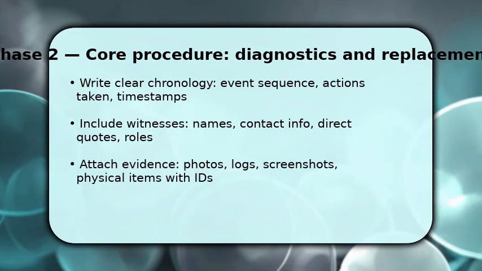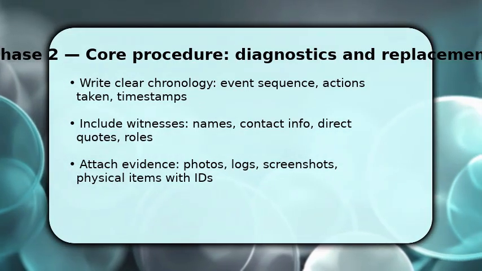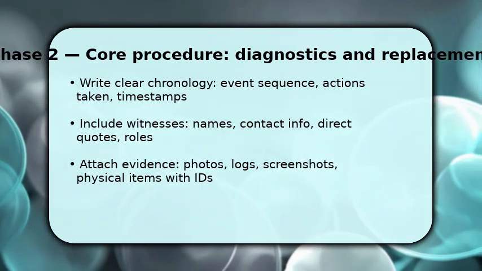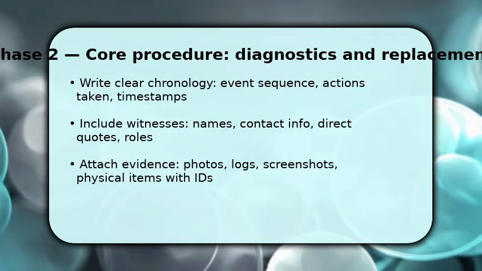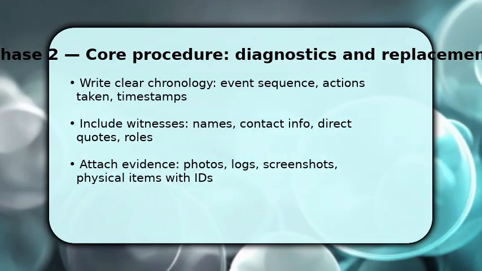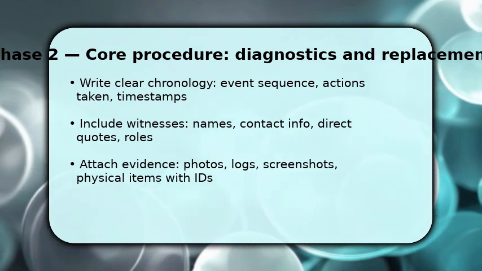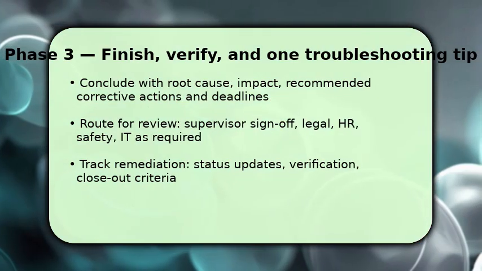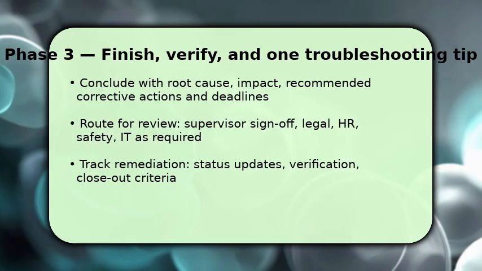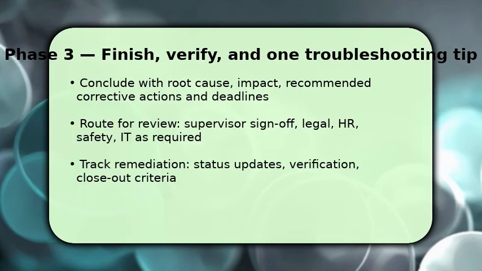Make sure to list witnesses with contact details and short verbatim quotes to preserve context. Attach corroborating evidence, photos, system logs, screenshots, or tagged physical items, so reviewers can reconstruct the sequence without relying on memory alone. You finish by stating the likely root cause, the measurable impact, and concrete corrective actions with deadlines and owners so work can start immediately.